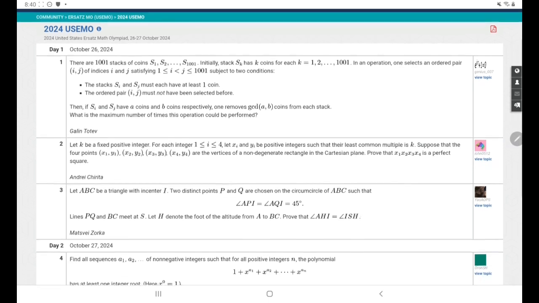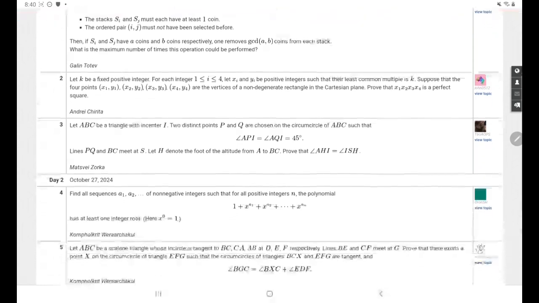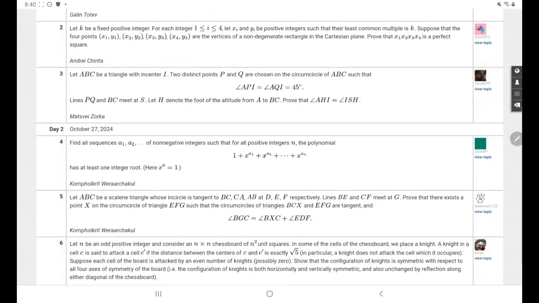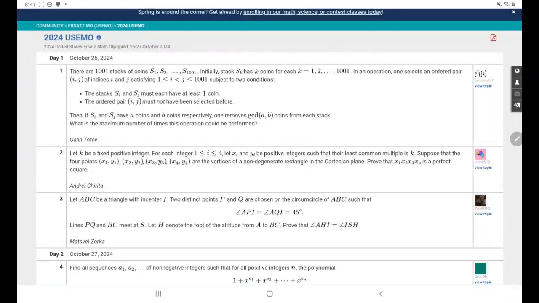Anyway, in this video, we'll be starting with problem 1 of this contest. As you can see, this contest is similar to the IMO style. We just have day 1 and day 2. Each one of them has 3 problems, and we are given 4 and a half hours for each day. So in this video, we'll be discussing the first problem of day 1.